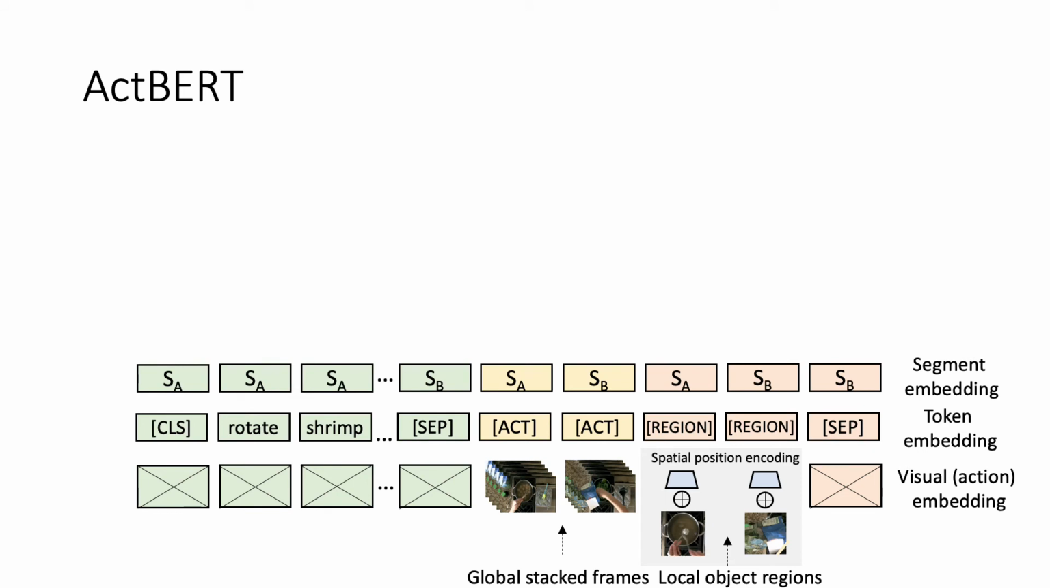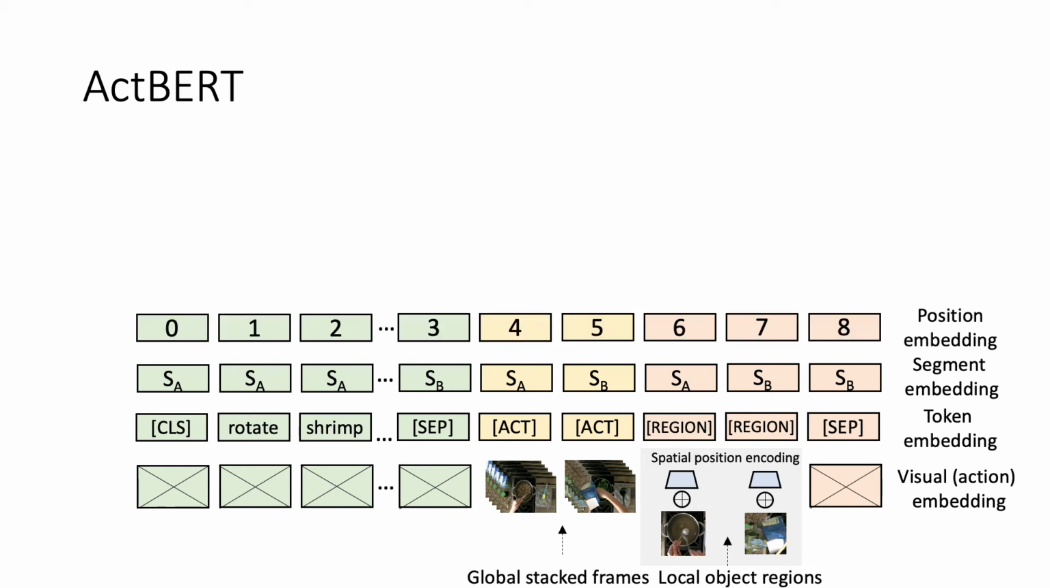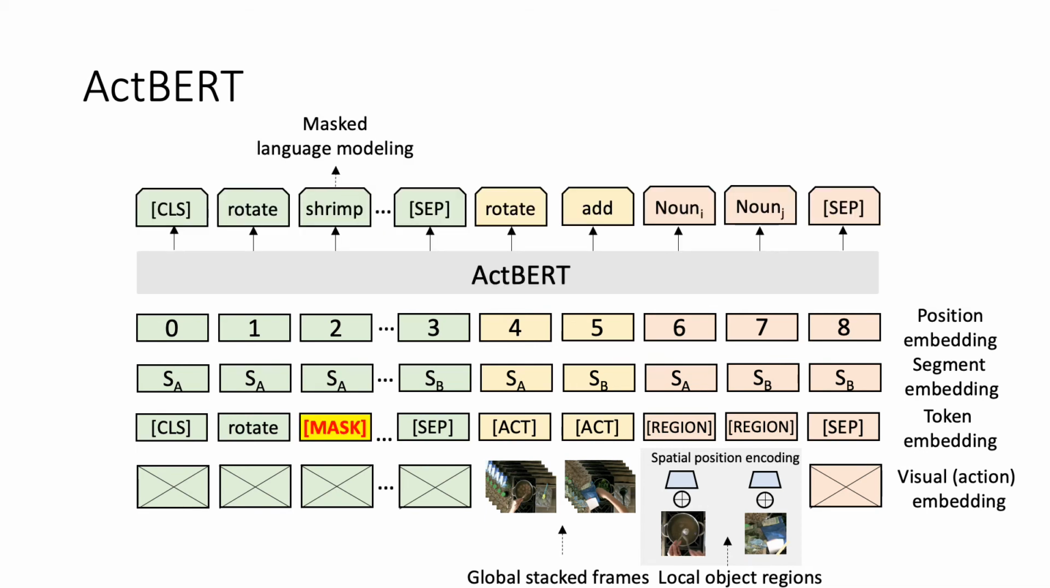The segment embedding is introduced to distinguish the two segments. For example, there are two segments, and S sub A and S sub B are introduced. The position embedding is introduced to record the order of the inputs. We have introduced all the input modules, and now we introduce four tasks for ActBERT training.